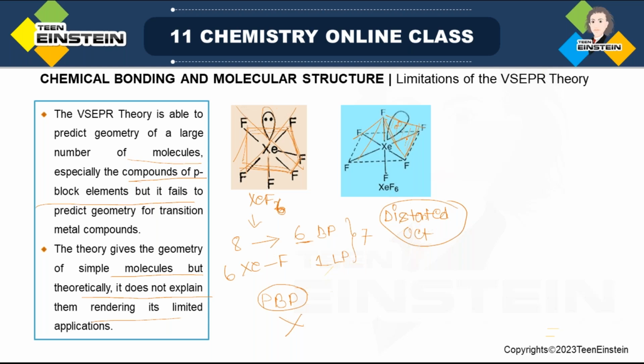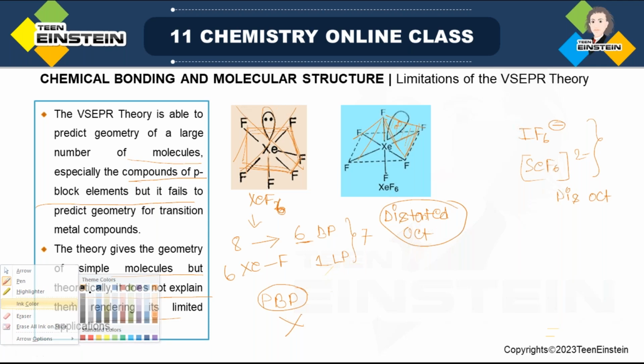Some more examples where we can see that VSEPR theory does not predict the correct structure. Some more I will write here. IF6 minus, XeF6 you have already seen. Then FeF6 2 minus. So in these cases, distorted octahedral, this type of structure is seen. And remember here the lone pair is inactive. That is, for structure determination, it has no direct role.